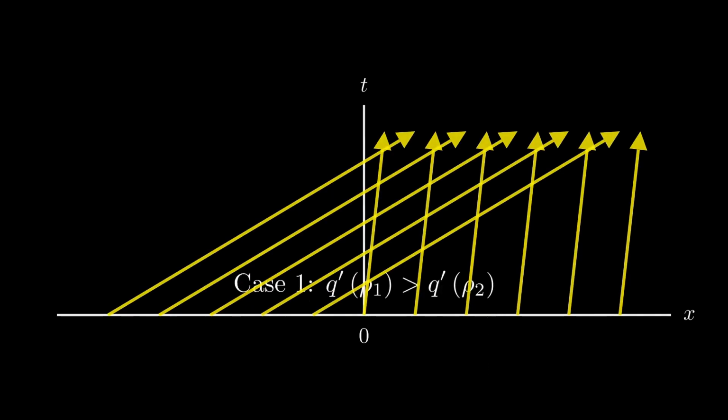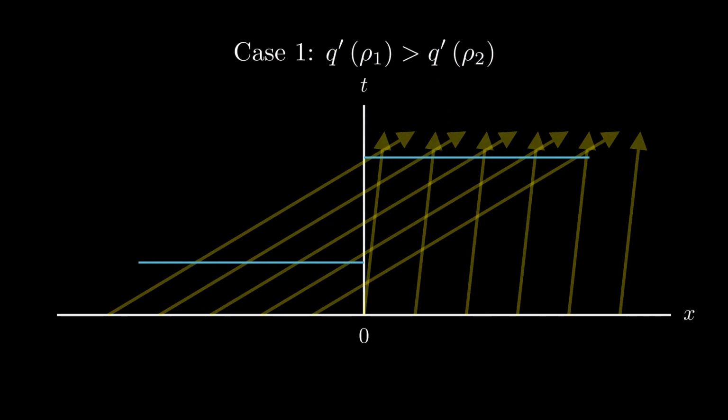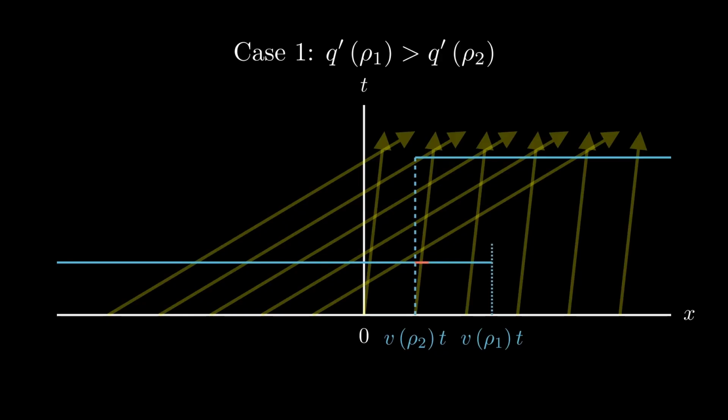We can find the translation factors of the graphs after t hours just like we did before. The rear of the high density region will have moved rightward by a factor of v of rho 2 times t, and the front of the low density region would have moved rightward by a factor of v of rho 1 times t. But as v of rho 1 times t is larger than v of rho 2 times t, these graphs will stack on top of each other, specifically for x between these two translation factors, conveying the multi-valued behavior we've talked about earlier.